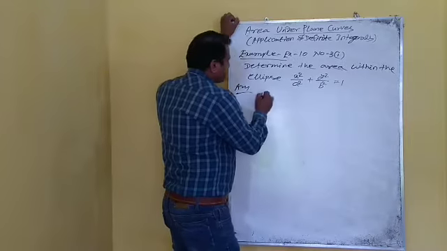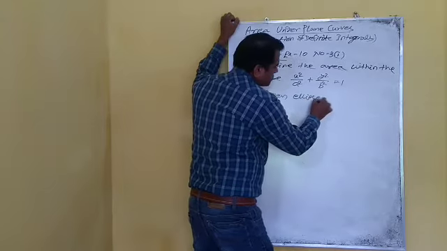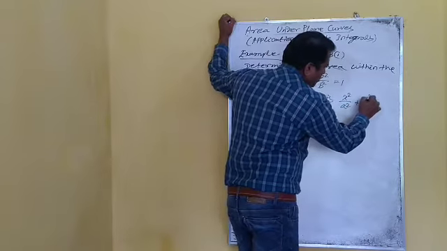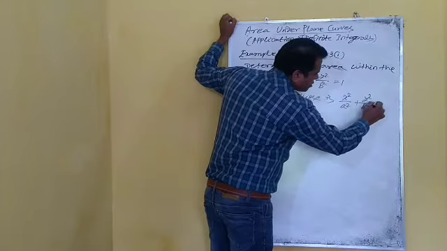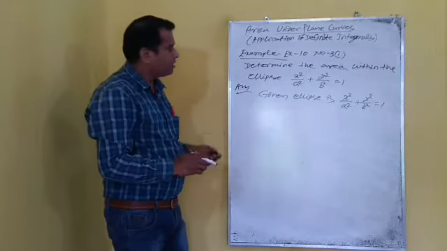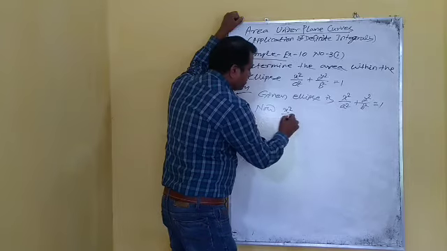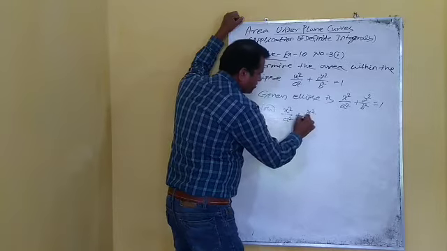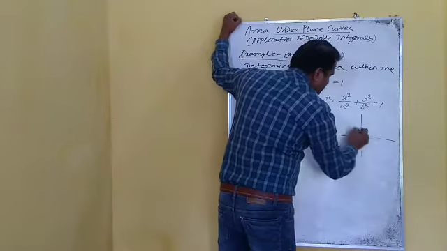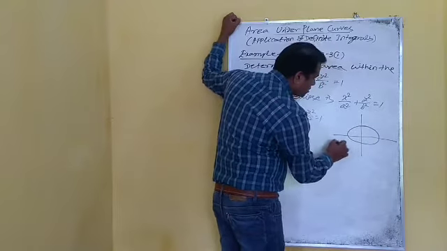Given the ellipse x square by a square plus y square by b square is equal to 1. Now a figure, that is the ellipse.